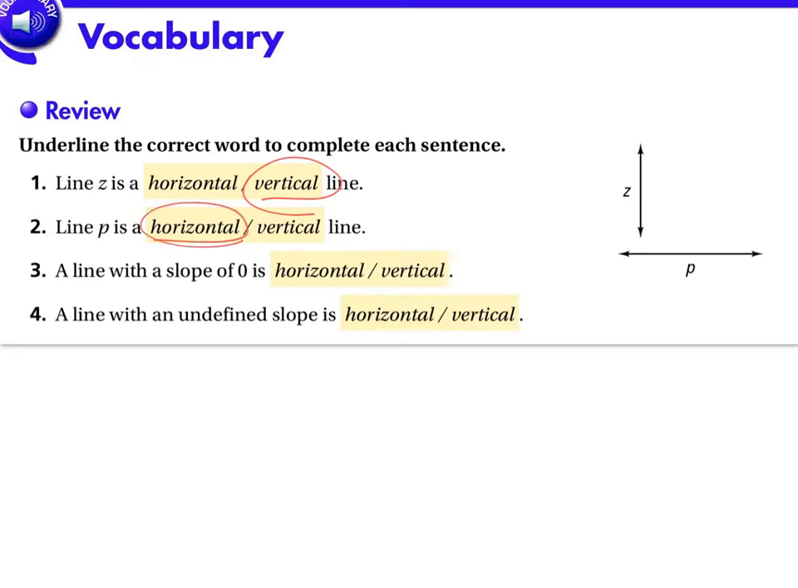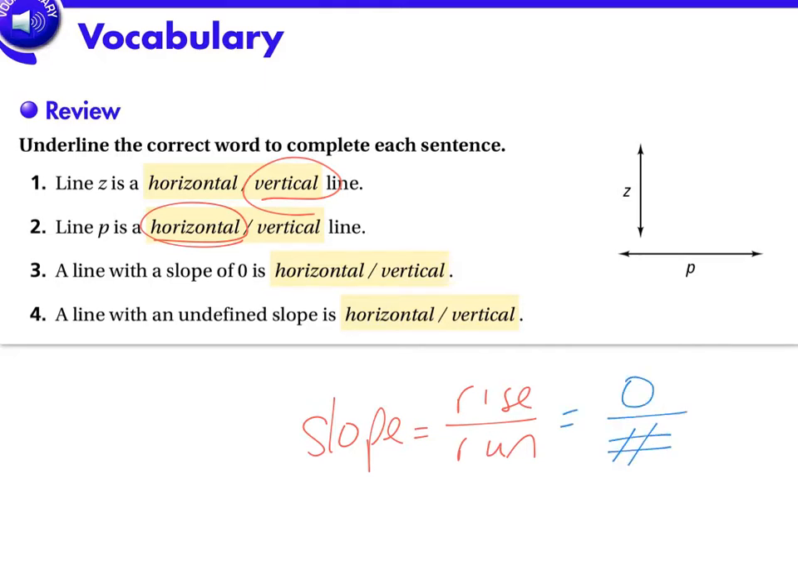horizontal line. A line with slope 0 is, well, you gotta remember slope is rise over run. So to have a 0, you'd have to have 0 on top with some number on the bottom. Which of these lines, Z or P, has a slope of 0, which means it has a rise of 0? Well, the rise of 0 would be this line right here. So it's a horizontal line.